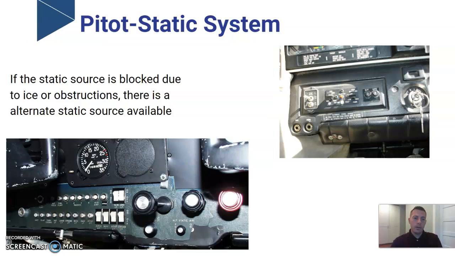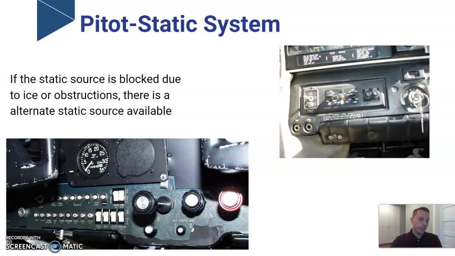So we've talked about the pitot tube and the static air source, and there's also an alternate static air source, and that's actuated within the instrument panel. So on a Cessna, we have the alternate static air source, which is a little lever you pull on, and that gives us air source from inside the cabin.